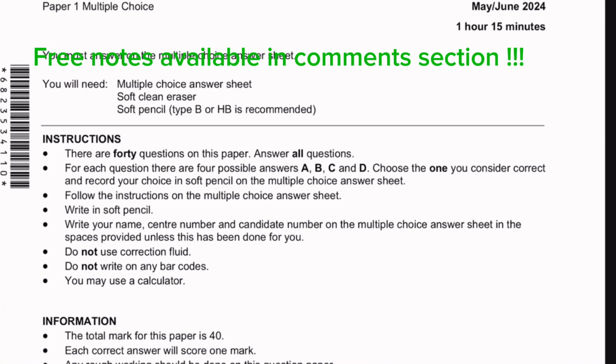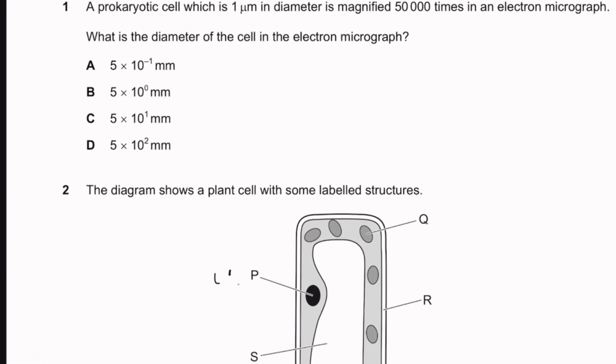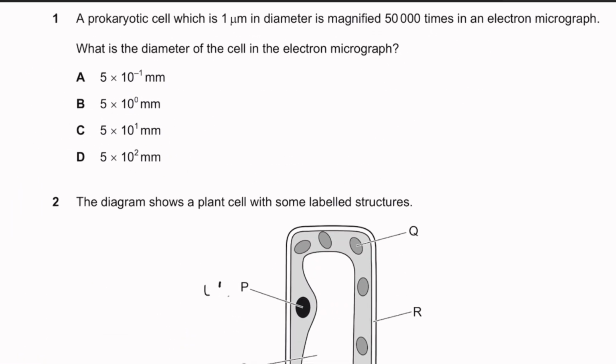Now let's get started. Question number 1. A prokaryotic cell, which is 1 micrometer in diameter, is magnified 50,000 times in an electron micrograph. What is the diameter of the cell in the electron micrograph? Okay. He's asking for the diameter of the cell. He gave us the actual size of the cell and he's looking for the image length.